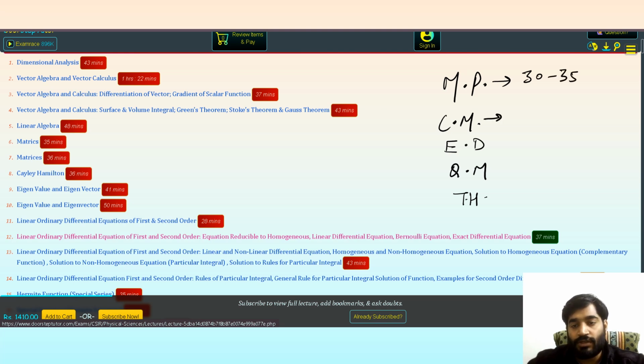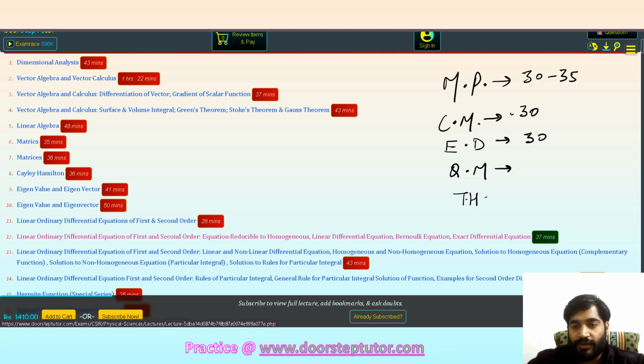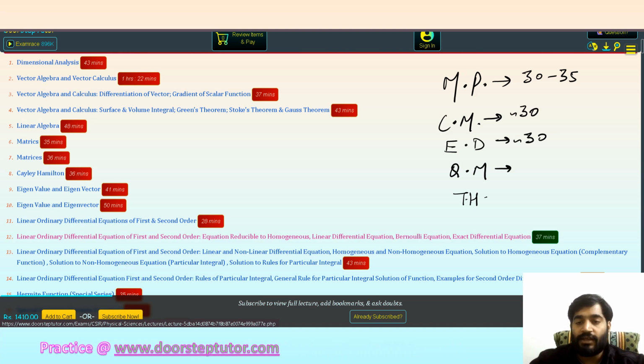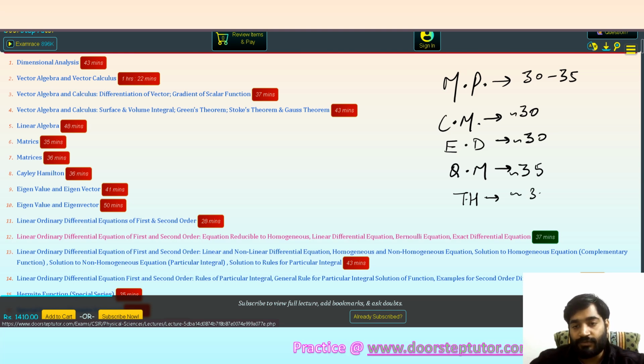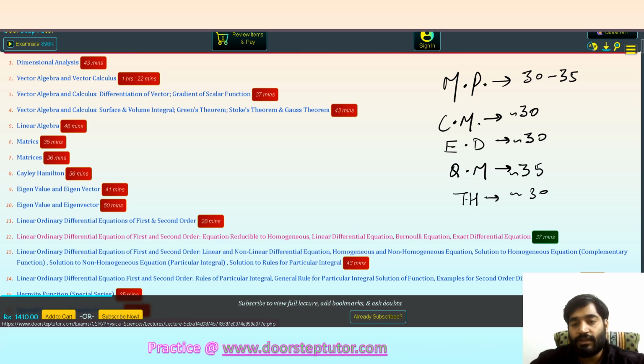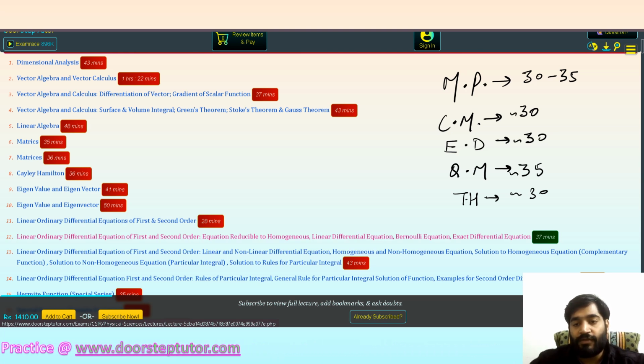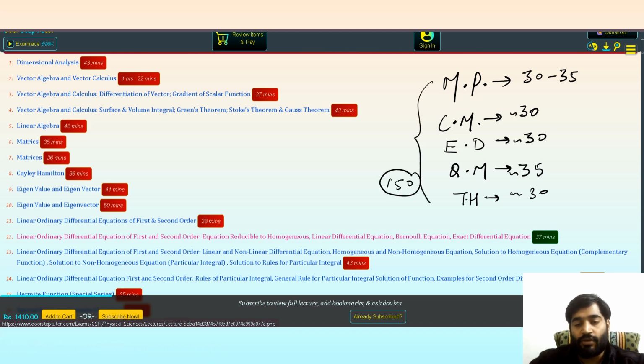Same way, classical mechanics is almost 30 every year. Electrodynamics almost 30, 35. I'm just taking the average; it may vary, but it is near about 30, 35. Quantum mechanics almost 35. And thermodynamics, in which statistical physics is also there, is also about 30 marks. So if you add this up, 150 marks of questions are from these topics only.